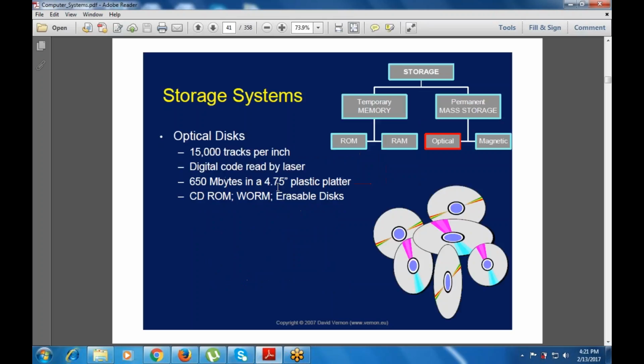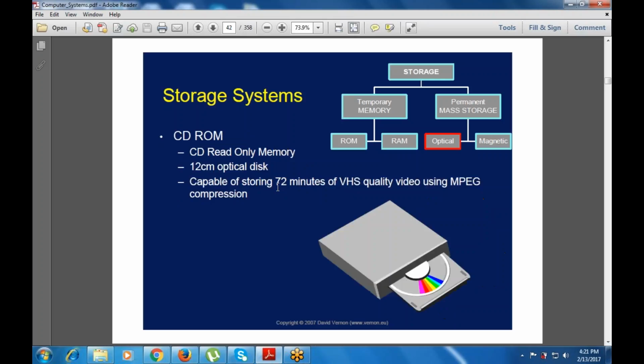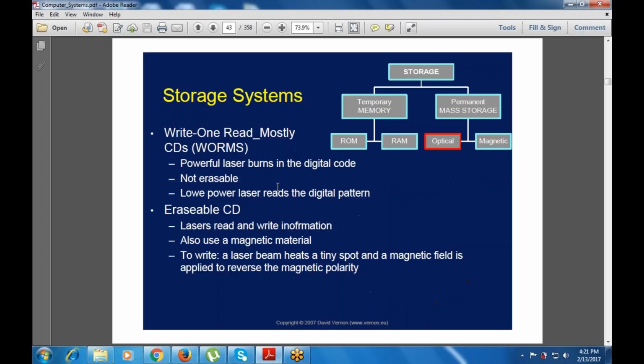Then again there is the storage system, optical disk, 15,000 tracks per inch, digital code, read by the laser, 650 megabytes in a 4.75 inch plastic disk. Then CD-ROM, this is the compact disk read-only memory. Then WORM, that is write once, read many times. Then erasable disk. CD-ROM is read-only memory, a 12 centimeter optical disk, capable of storing 72 minutes of VHS quality video using MPEG compression.